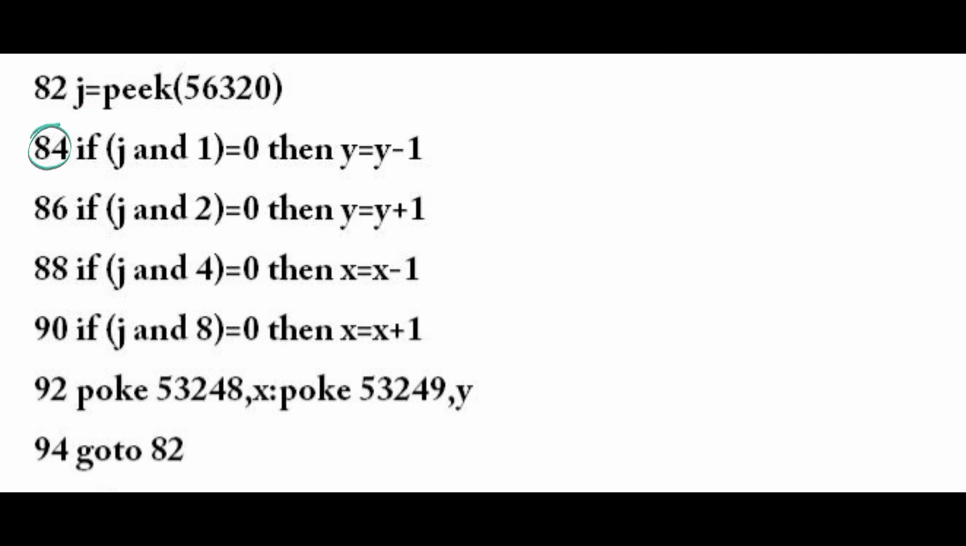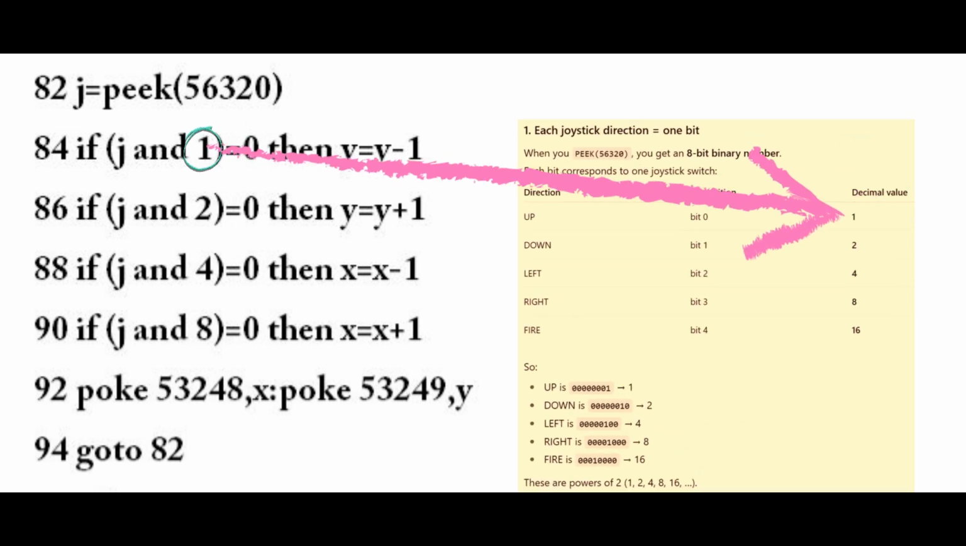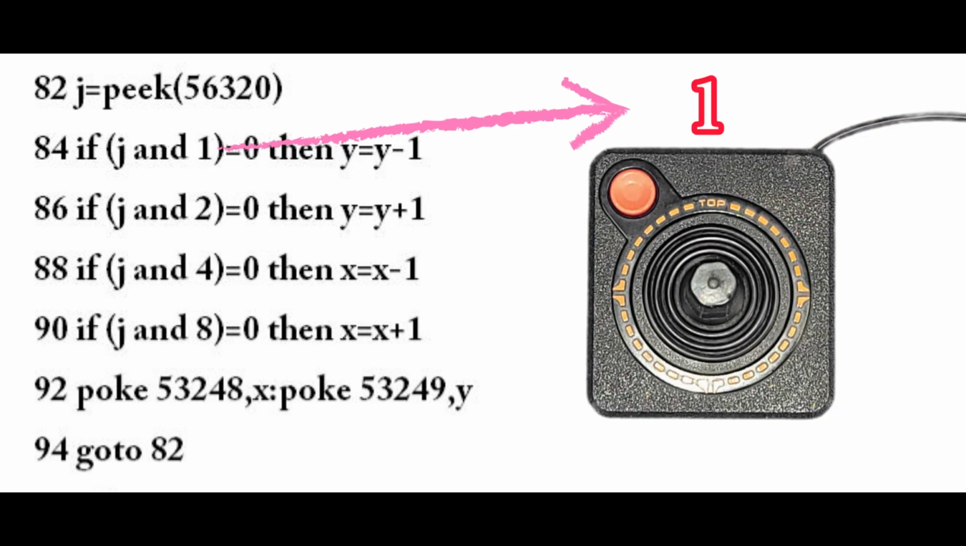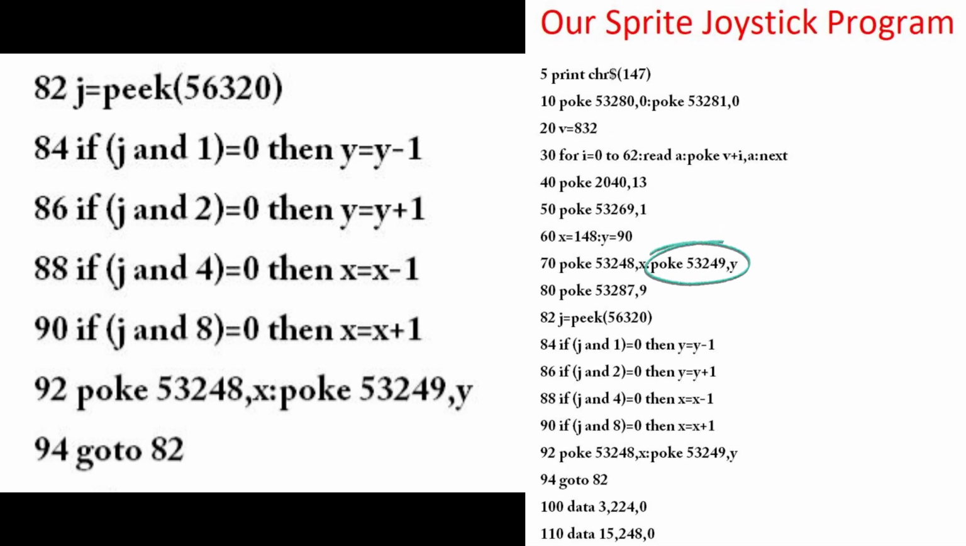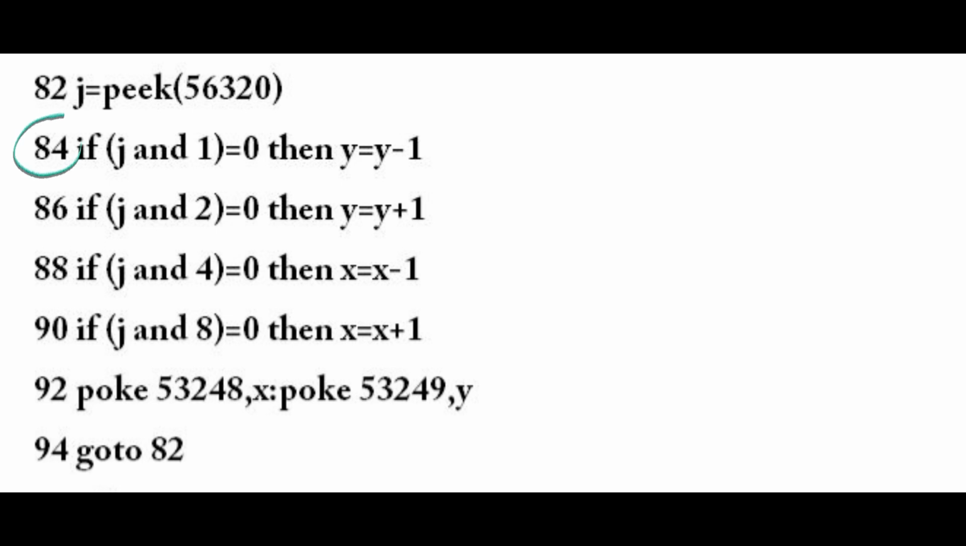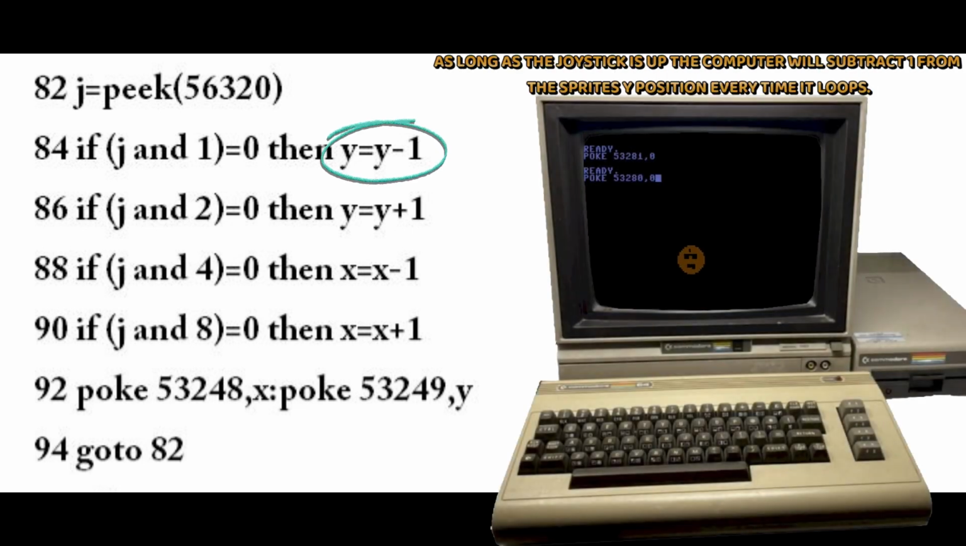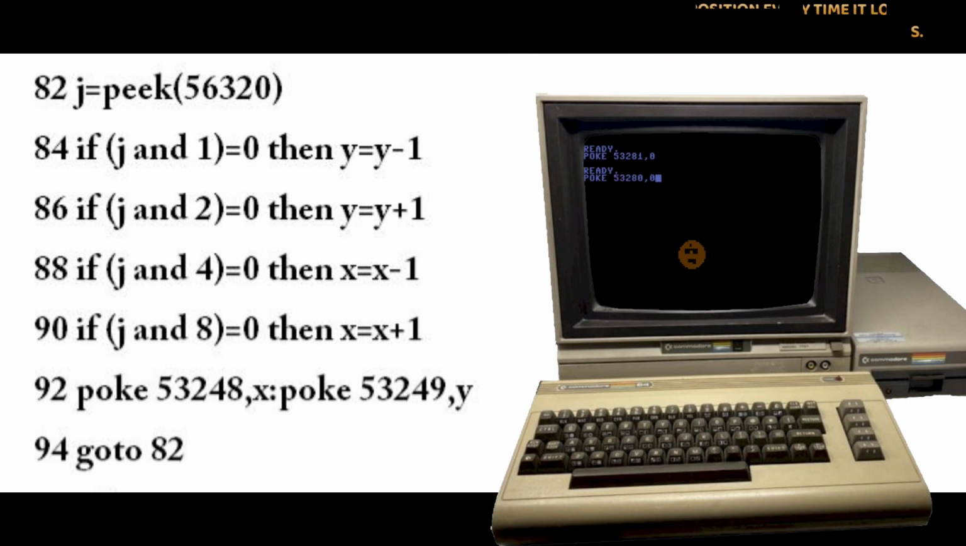So line 84 says if J AND 1 equals 0. Now remember, 1, according to the chart, is when the joystick is up. And if it's up, then Y equals Y minus 1. Remember, in line 70, we assigned Y to be the value of the Y position for our sprite. Our initial value for Y was 90. We set that in line 60, but that's not in a loop. So in line 84, when it says Y equals Y minus 1, it's going to move our sprite 1 pixel up every time the program cycles through the loop.